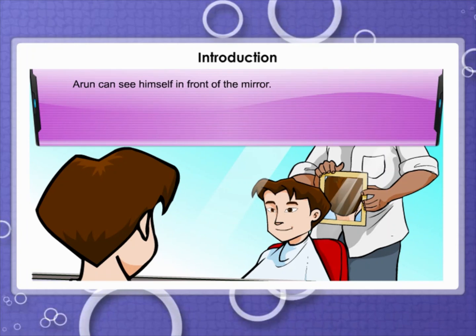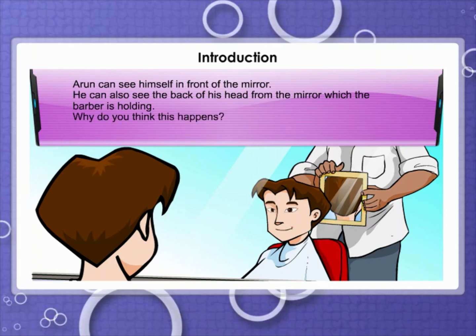Arun can see himself in front of the mirror. He can also see the back of his head from the mirror which the barber is holding. Why do you think this happens? Think about this.